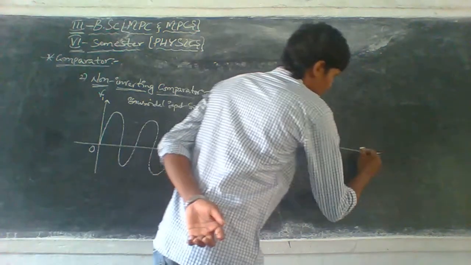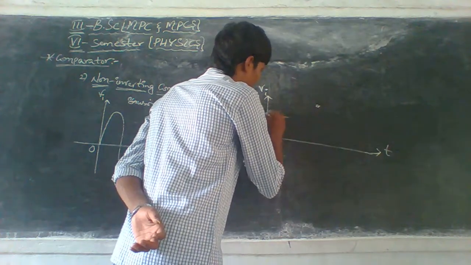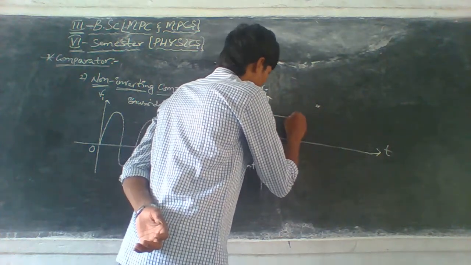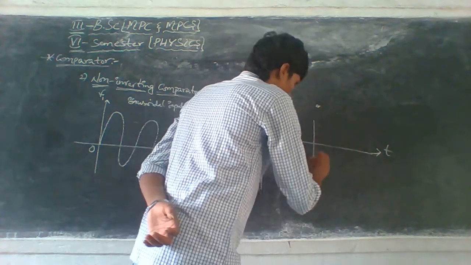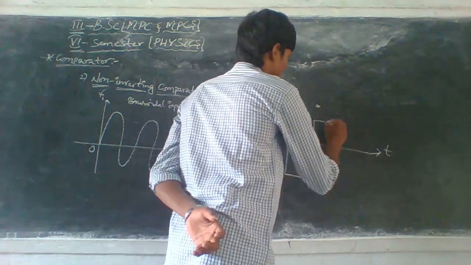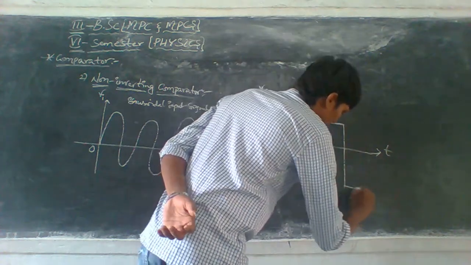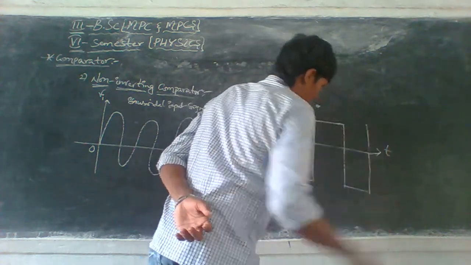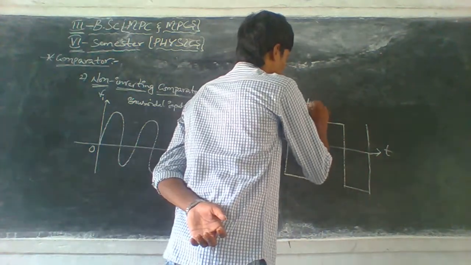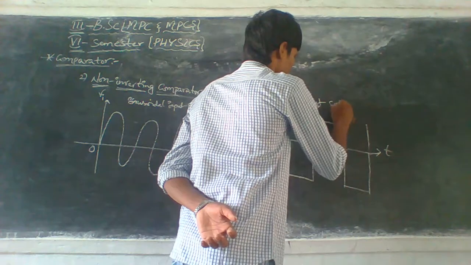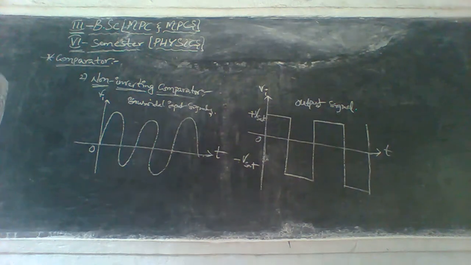Here the sine wave is represented as a square wave going from plus V sat to minus V sat, then minus V sat to plus V sat, then plus V sat to minus V sat, and minus V sat to plus V sat. Here this is the output signal.